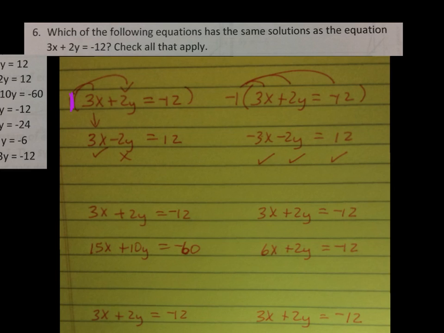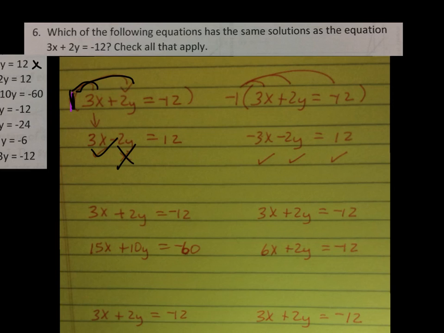Let me go ahead and change that color to black. I multiplied by 1. 1 times 3 is 3x, and that checks out. But when I do 1 times 2, I'm supposed to get 2y, not negative 2y. So that was wrong. That's why the first one is not an answer. Okay, let's look at the second one.